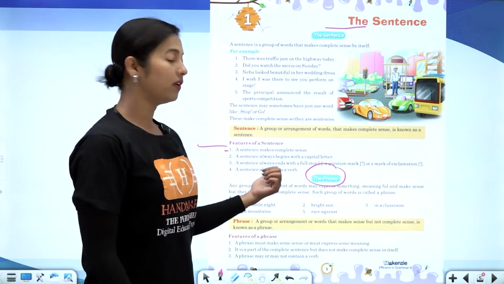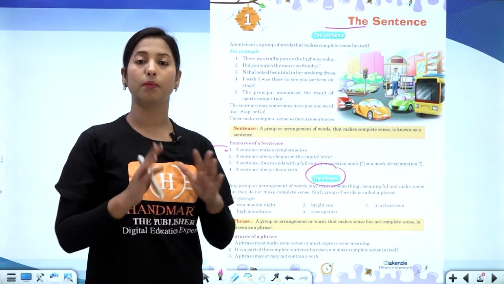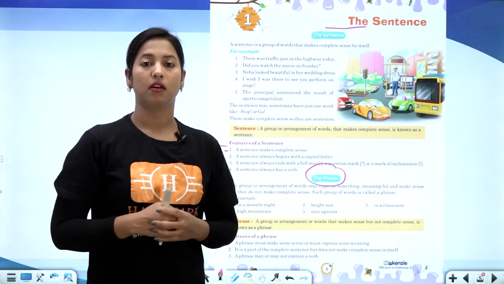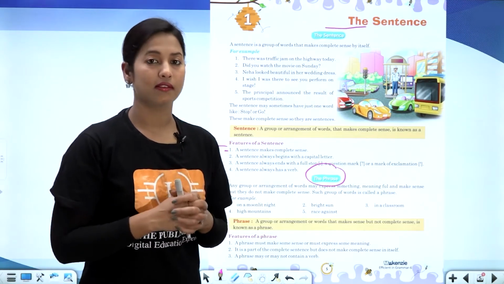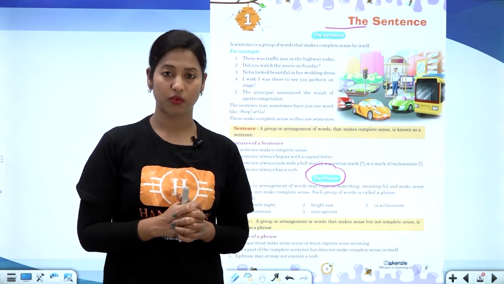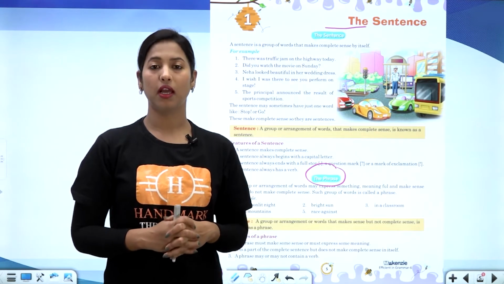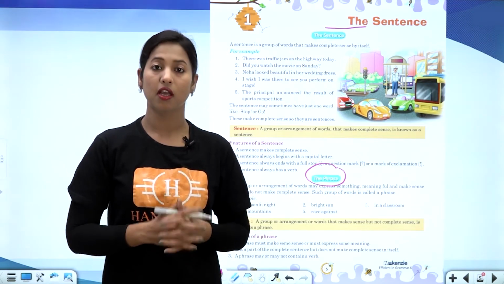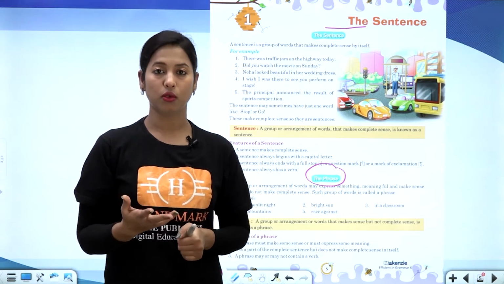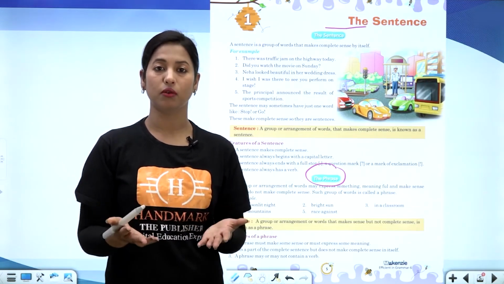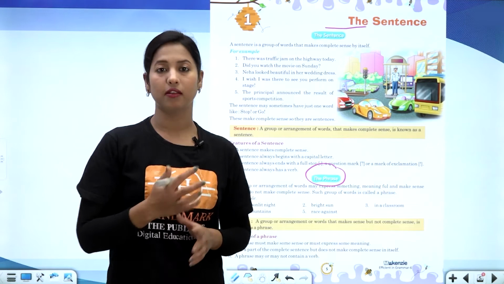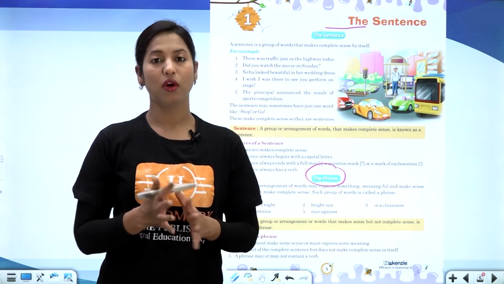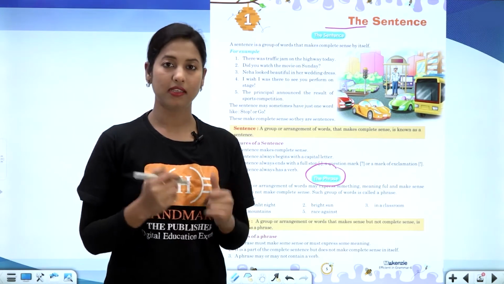A sentence always has a verb. Now it is a big difference between a sentence and a phrase. A sentence always has a verb and subject. Sometimes the subject is not clearly mentioned in the sentence because it is understood. A subject is understood, that we will study later in this chapter, but a phrase may or may not have a verb. Let's see it further.